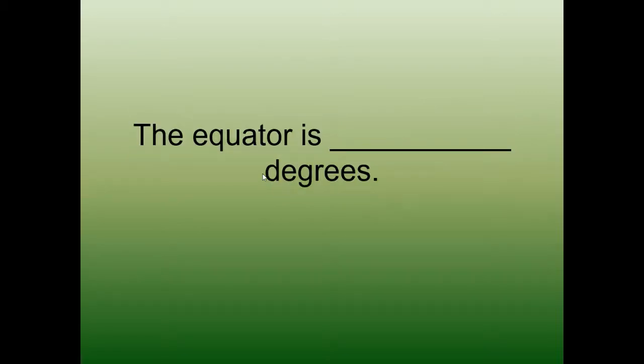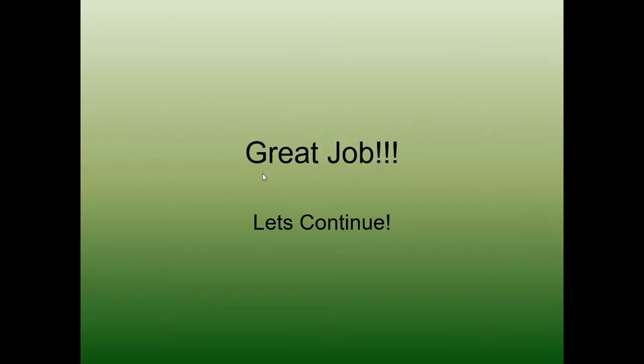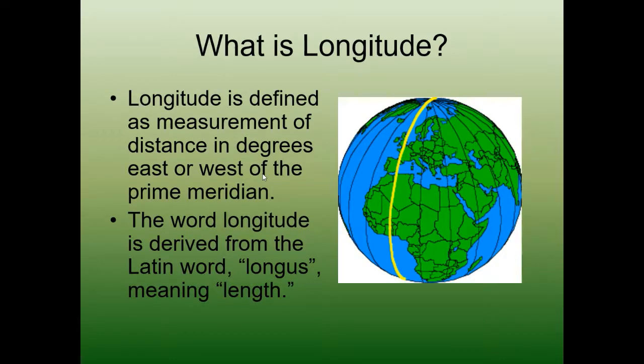Okay, and the equator always starts out with how many degrees? 0 degrees. Good. And that line across the center divides the Earth into how many equal parts? And of course, that's going to be 2 equal parts. All right, great job. Let's continue on to longitude.